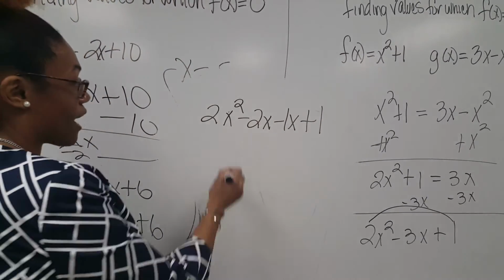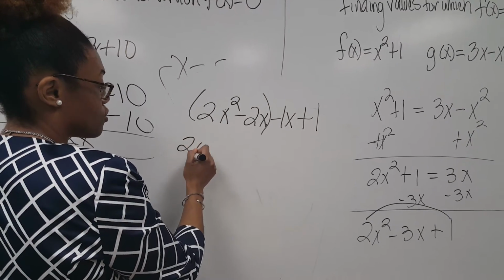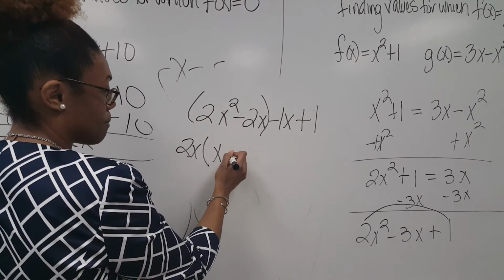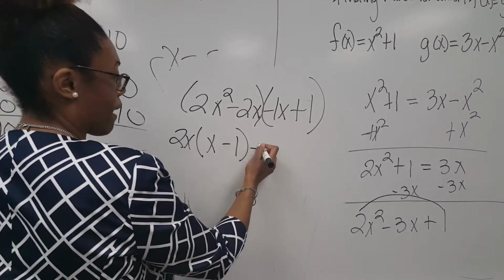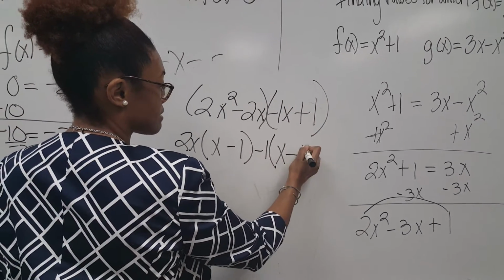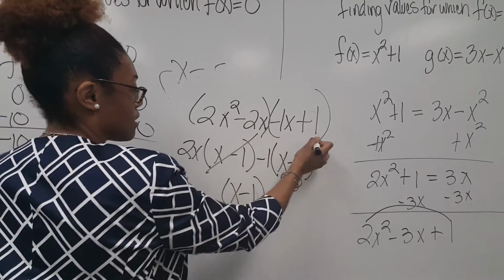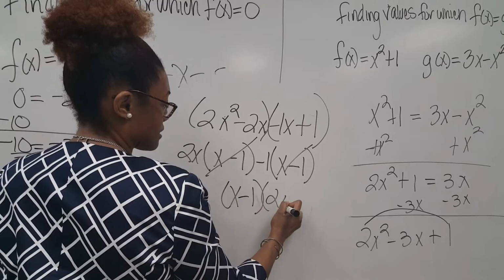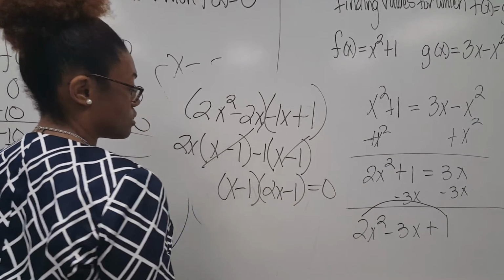So I factor by grouping, and I group together the first two, and I can factor out a 2x, and then I'm left with x minus 1. Group together the second two, and I can factor out a minus 1, and then I'm left with x minus 1. So now I have x minus 1 comes out, and then I'm left with 2x minus 1. And then of course, remember that all equal to 0.